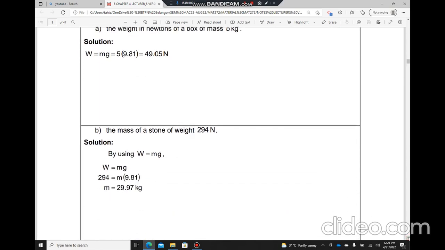Okay, so this one, and then the mass of a stone of weight 294 Newton. So this one they give you the value of weight, 294. So you substitute here and then multiply by m. Equals to m multiplied by 9.81 because gravity is 9.81. So you can find the mass of a stone, which is 29.97 kilogram.